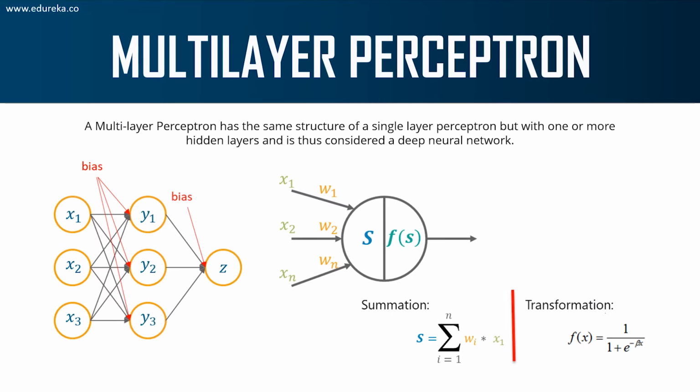Complex problems that involve a lot of parameters and high dimensional data can be solved by using a multi-layer perceptron. Now a multi-layer perceptron is the same as a single layer perceptron. The only difference is that a multi-layer perceptron will have hidden layers. The number of hidden layers in a model depends upon various factors. It depends on the complexity of the problem you're trying to solve and on the number of inputs in your data, and so on. It works in the same way. All your inputs are multiplied with your weights and then you do the summation. And then there is a transformation function or an activation function.